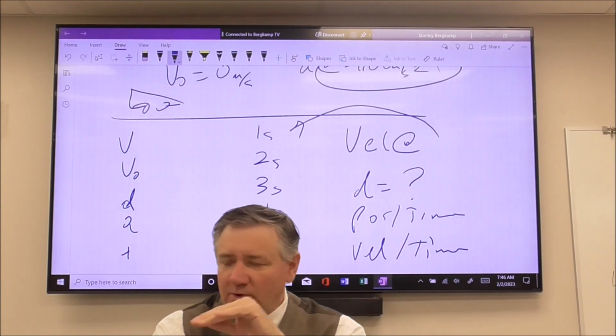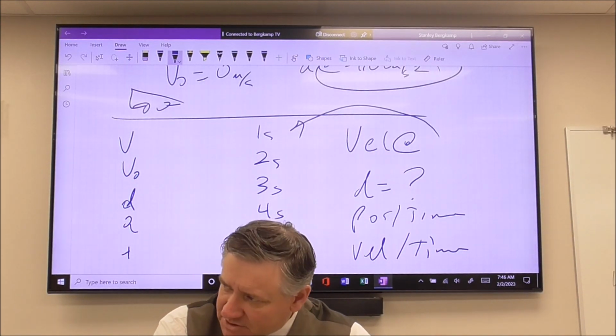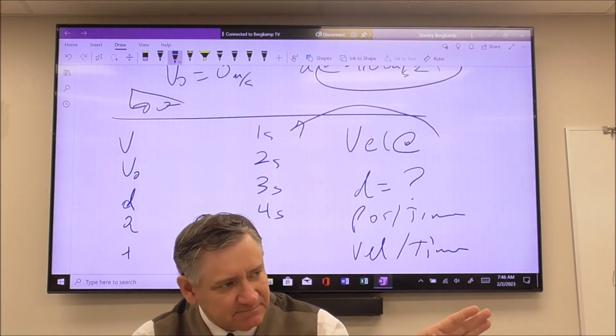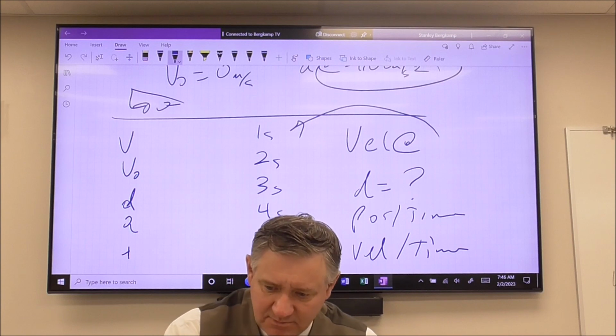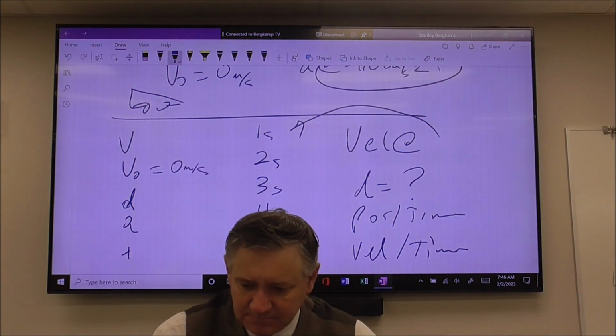We don't have to worry about mass. You don't have to worry about force. You don't have to worry about energy, any of this at this point. You just have to worry about these variables. That's it. So in this situation, we're going to start at rest. That's going to be 0.